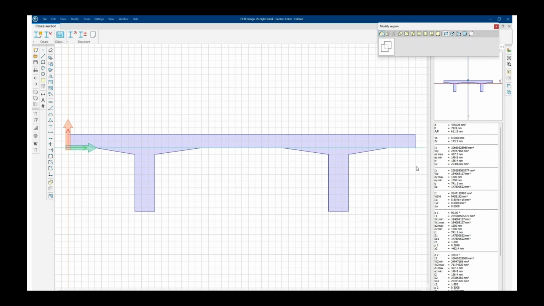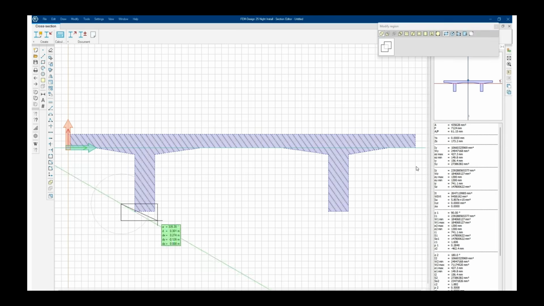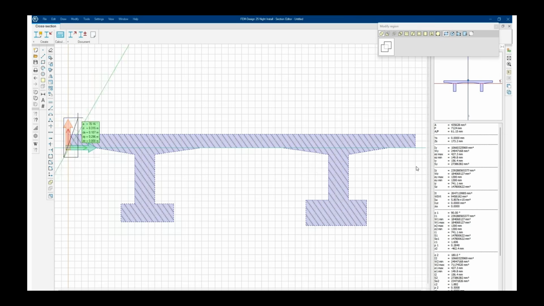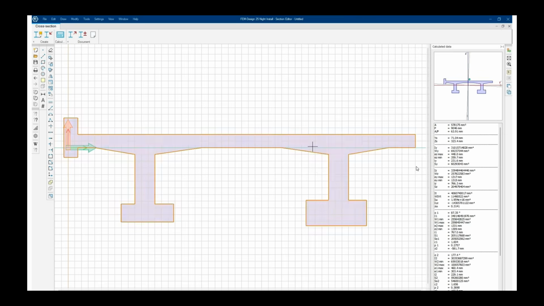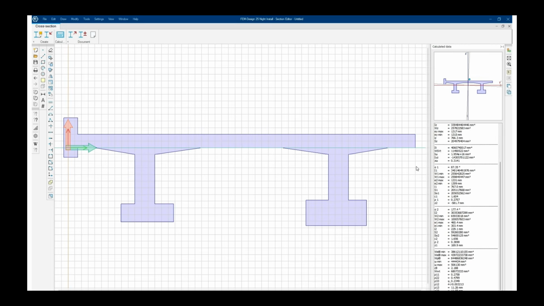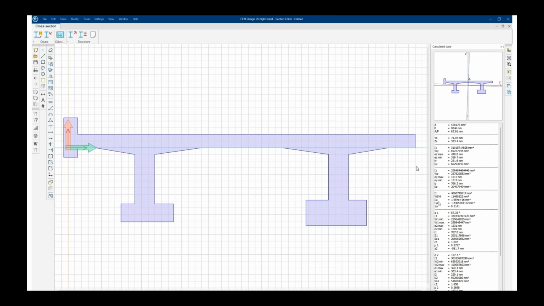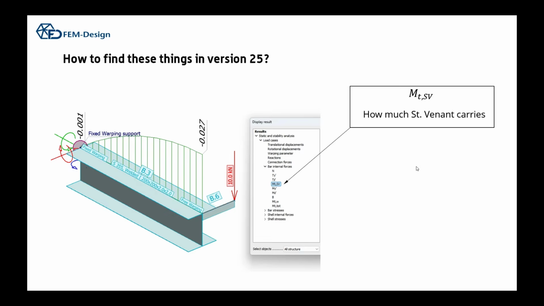So if you go to the FEM-Design section editor and draw something, you can use any shape, even some crazy one like this. And then you just click calculate in the section editor. The warping stiffness will be calculated automatically here. But also those really hard to calculate correction factors for shear, those raw factors, are also calculated here. And if you are dissatisfied with something, you can always double click here and then modify it yourself if you are not satisfied with the warping stiffness.